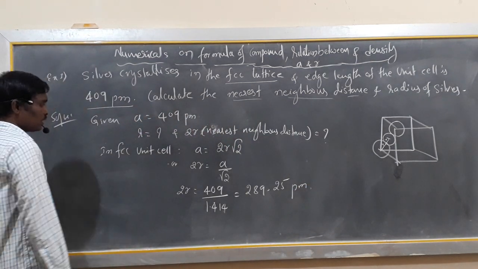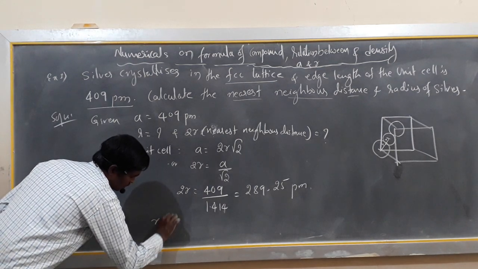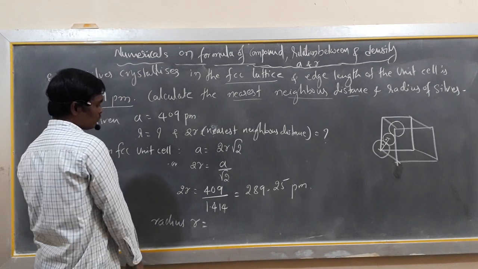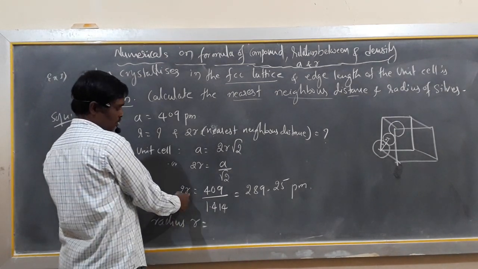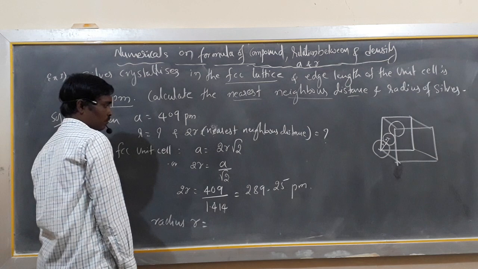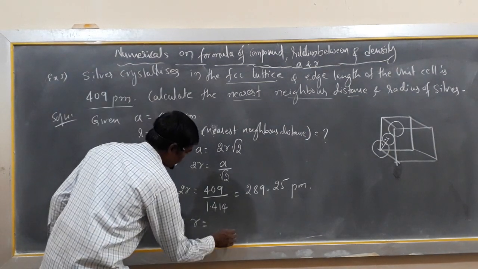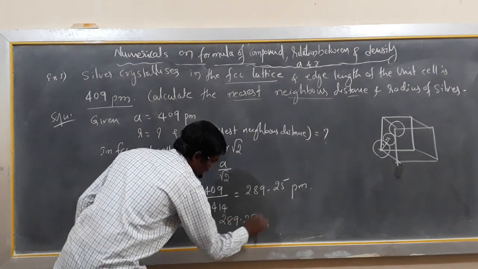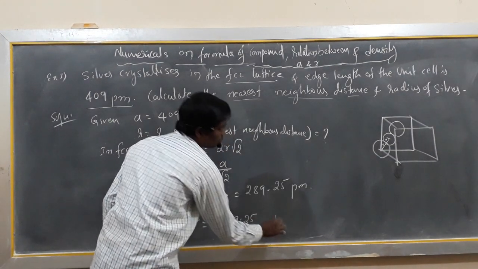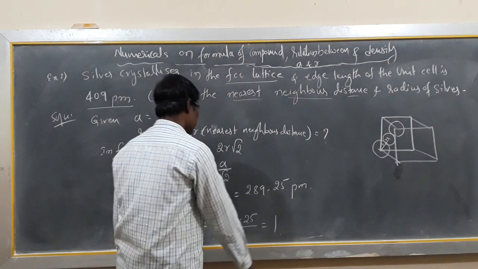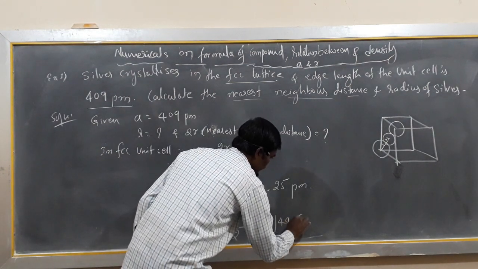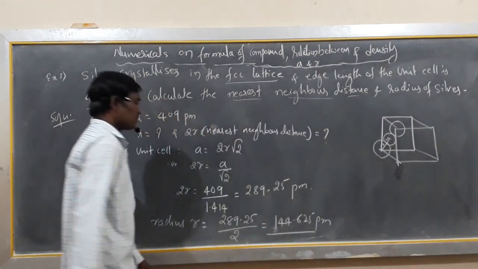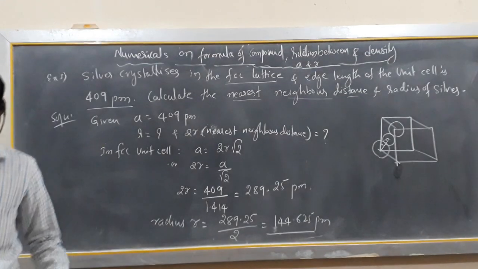Now calculate the radius. R is equal to, just now we calculated the 2R value, so R is equal to 289.25 divided by 2, that is equal to 144.625 picometers. This is the radius.